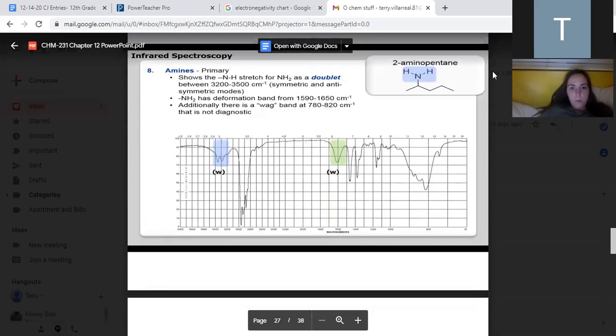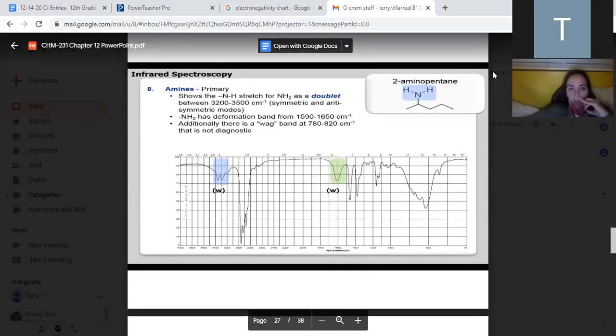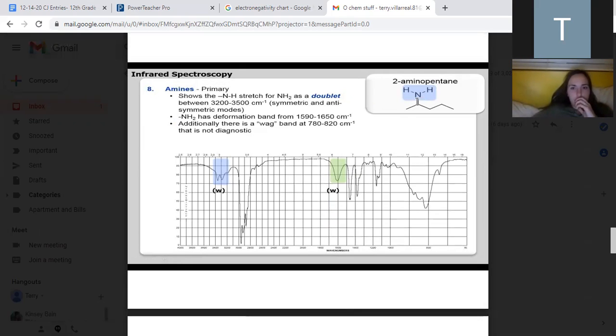All right, here we have an amine. Okay. And if you notice, green, that's the carbon and nitrogen. Okay.